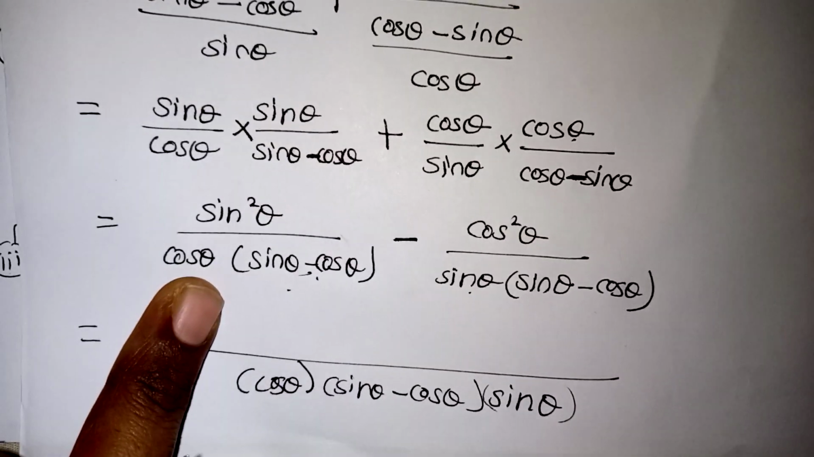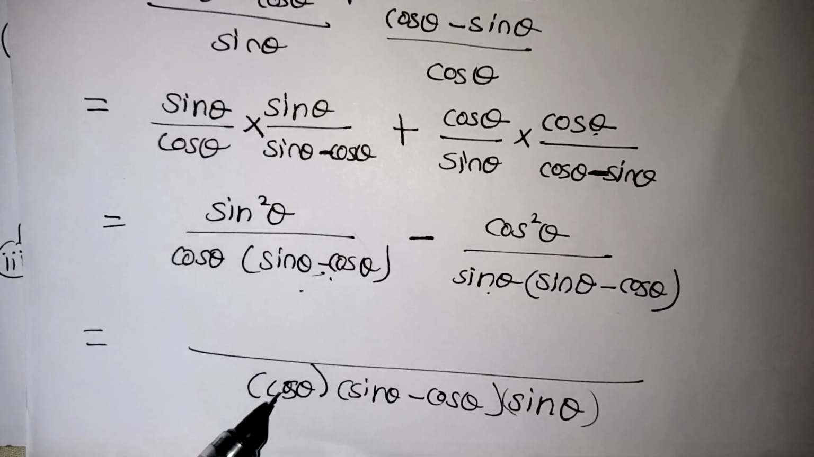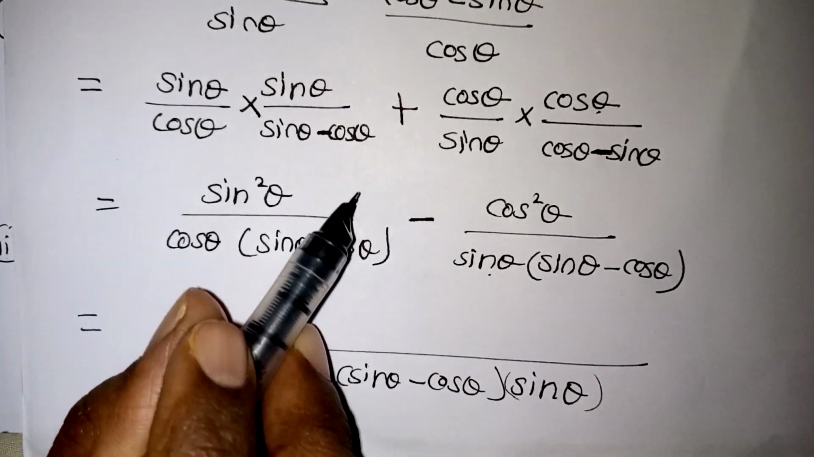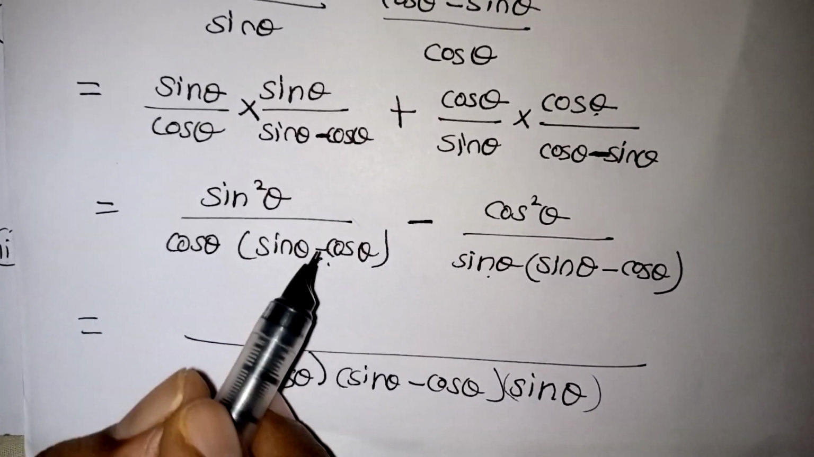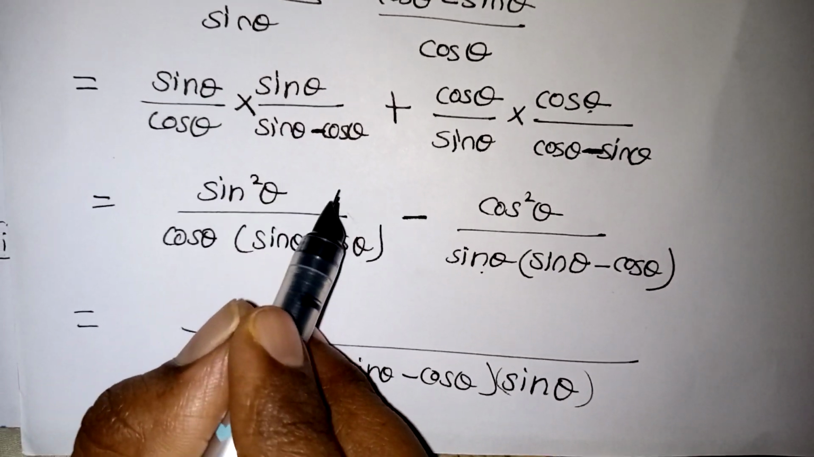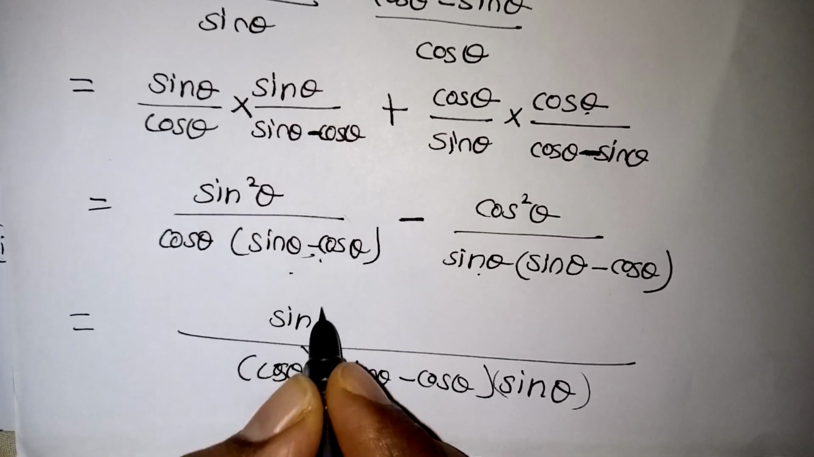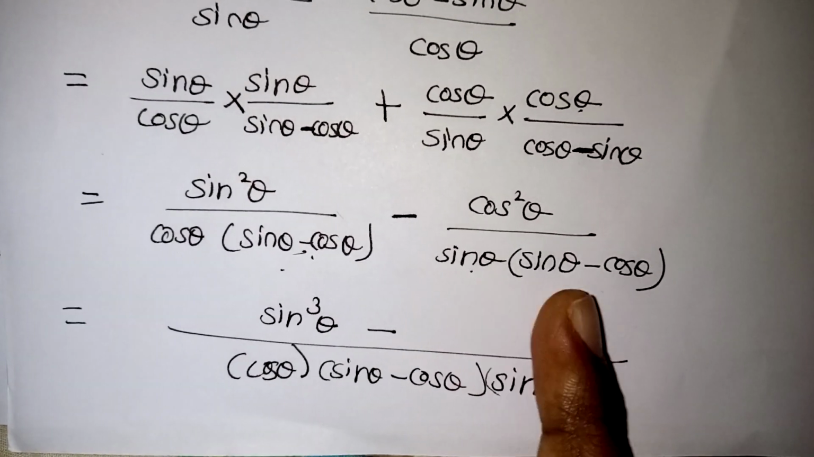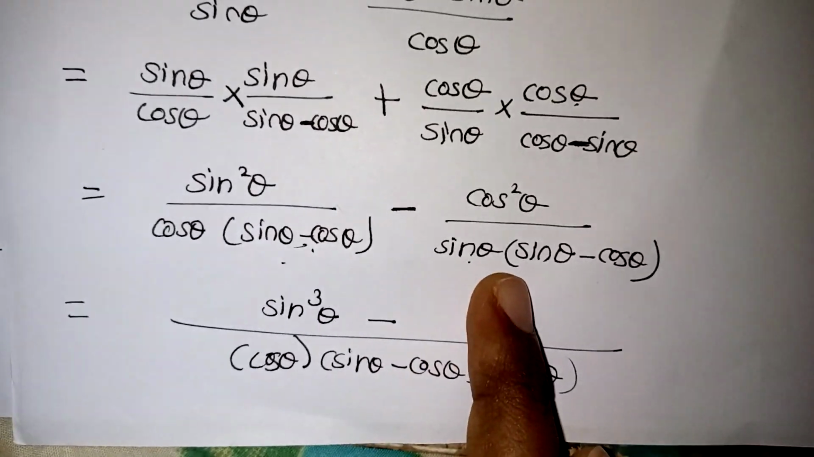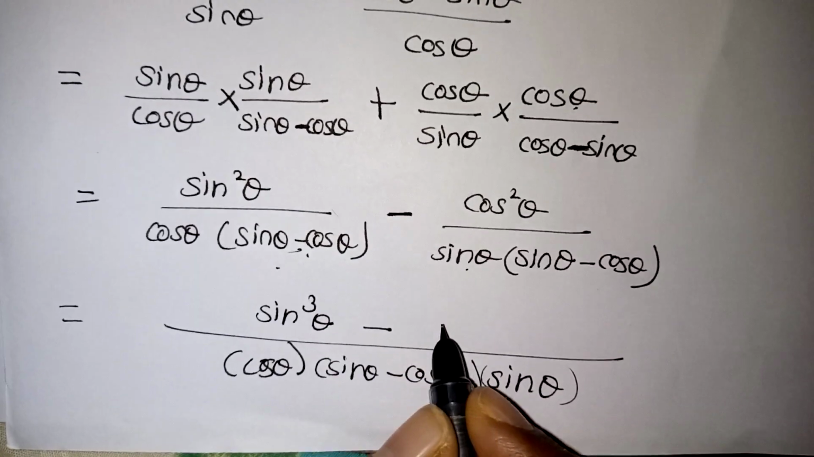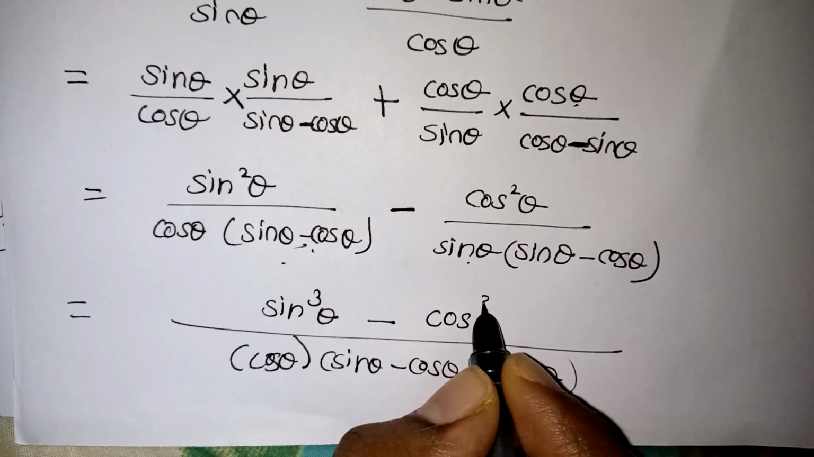Now look at the first term. Here cos theta is available, this term is available, which is missing, sin theta is missing. So I have to multiply by sin theta with the numerator and denominator. Denominator we have written already. So here sin square theta into sin theta will be giving you sin cube theta, minus here sin theta and sin minus cos is available, which is missing now, cos theta is missing. So we have to multiply with cos theta with the numerator and denominator, that will be cos cube theta.